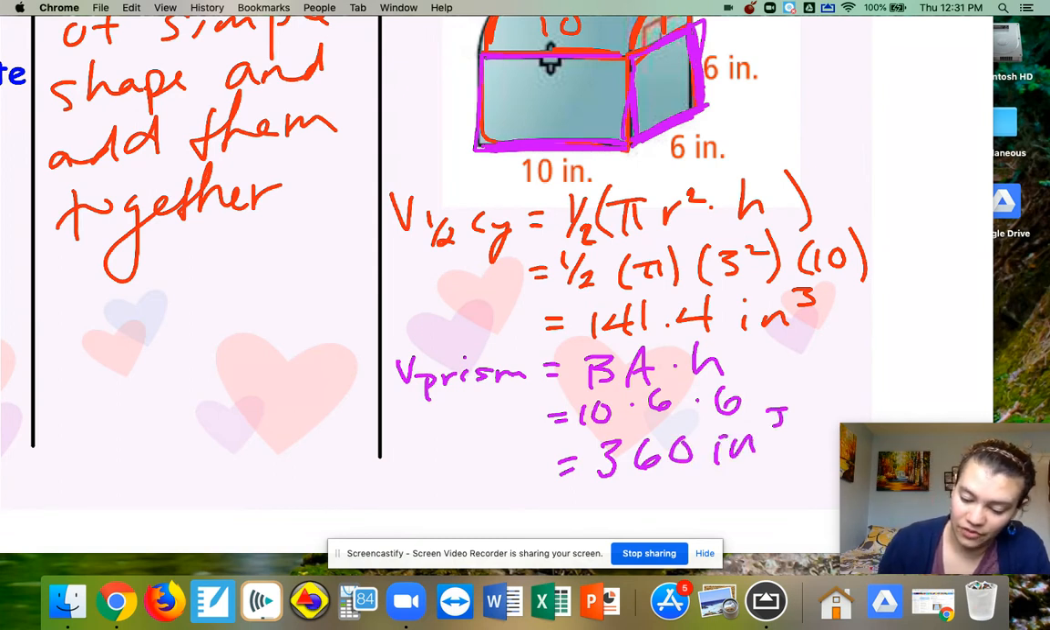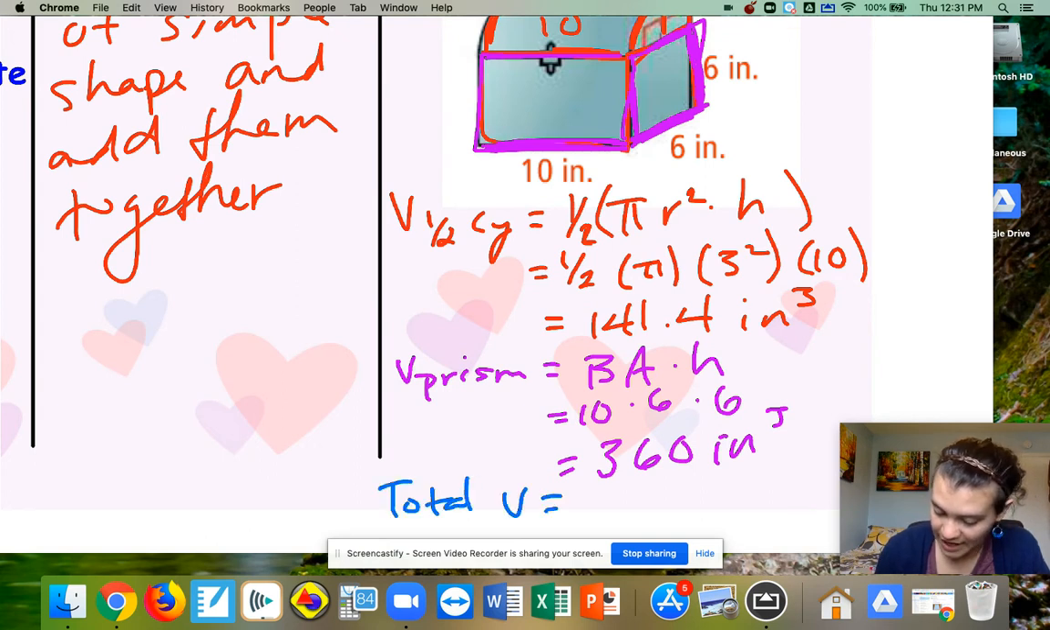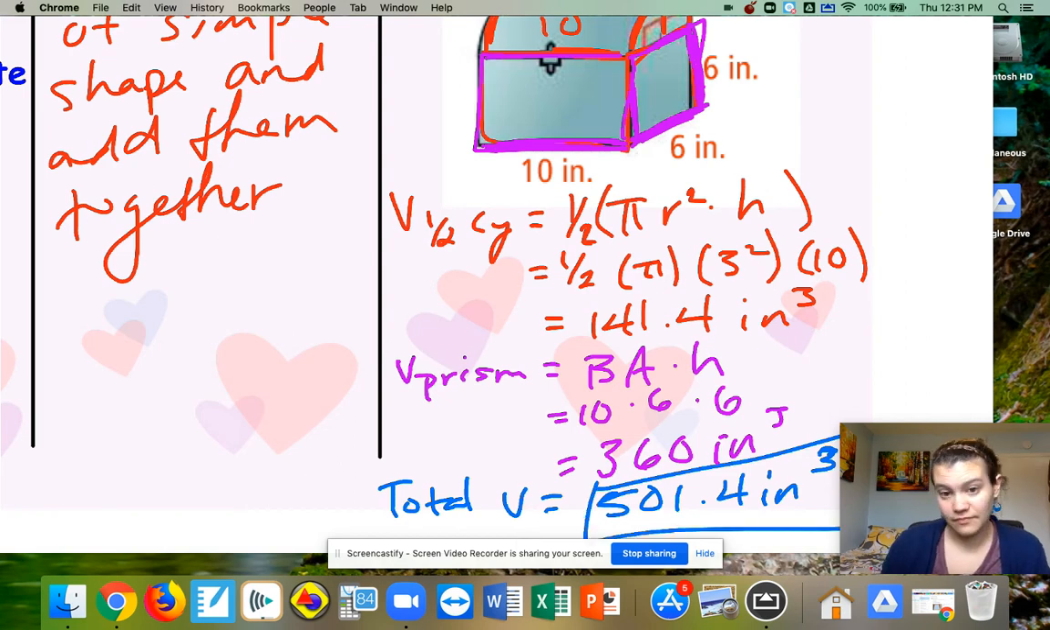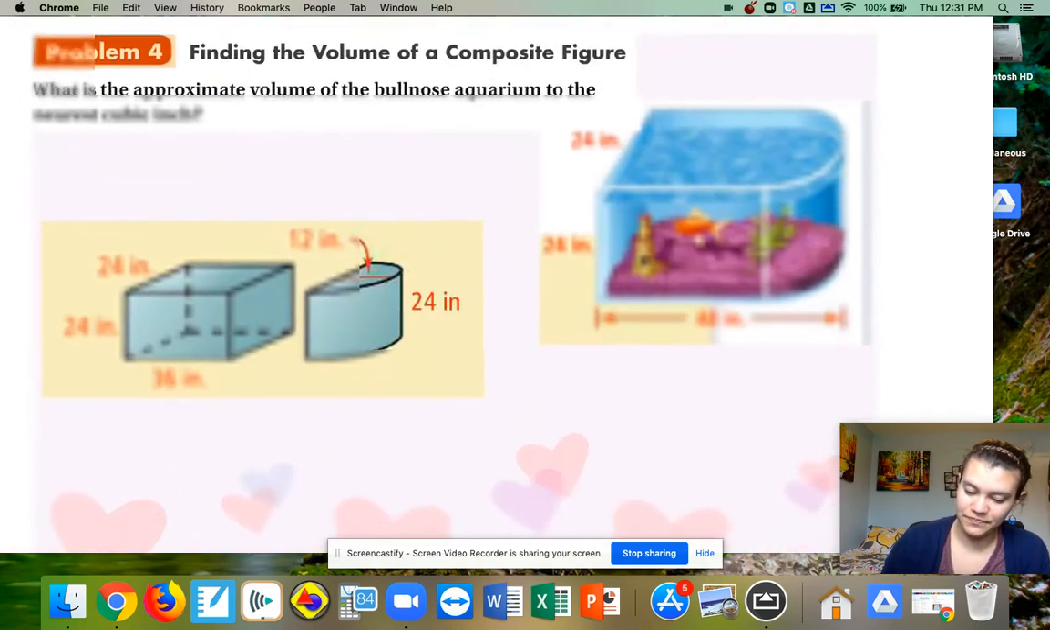And then to find the volume of the full shape, so your total volume, you want to add those two together and you'll get 501.4 inches cubed. So we'll do one more example. It will be a similar idea.